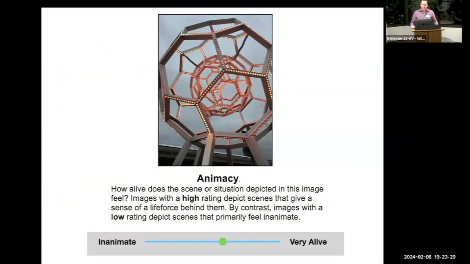In this, we're asking about animacy. Does it feel alive or not? And they would move the slider to either anchor, inanimate or very alive. And this is getting transformed to a 100-point scale from 0 to 100, basically, where 0 would be inanimate and 100 would be very alive.